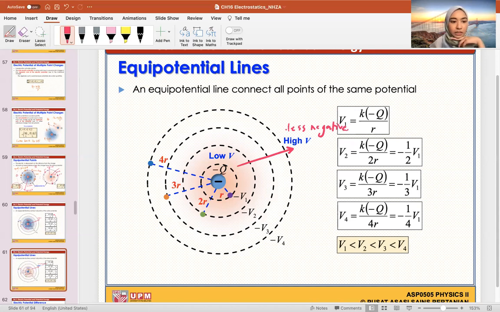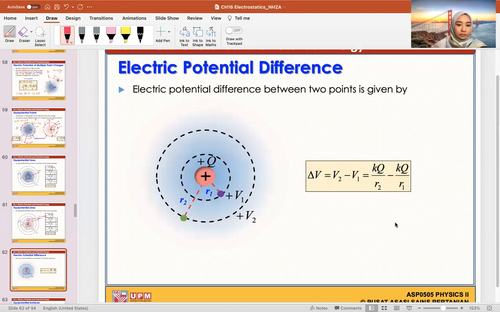I guess high potential is better, more negative. Okay, so we are moving from low to high. So going away from a negative charge, the V is increasing. Okay, so V4 has a greater value than V1, V2, and V3. Okay, we just go back.